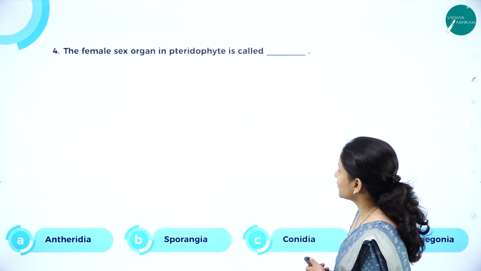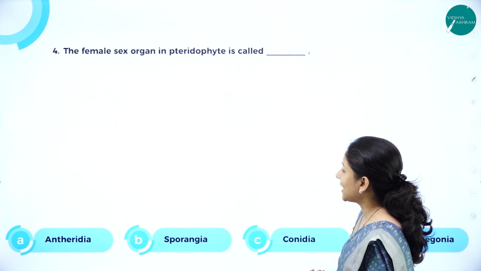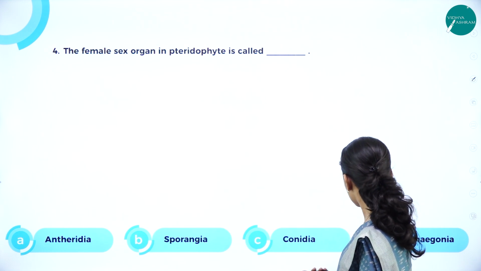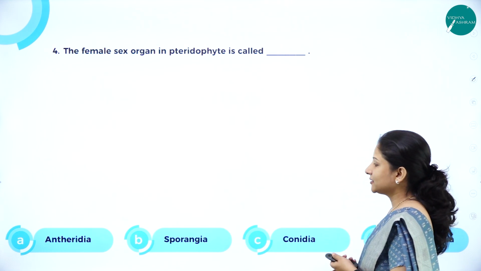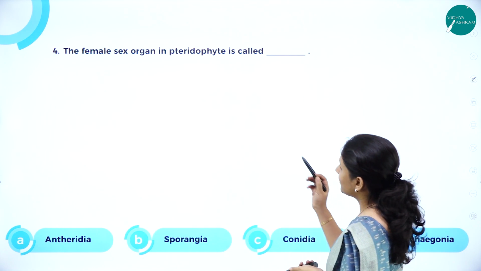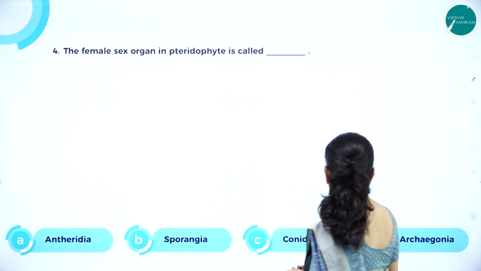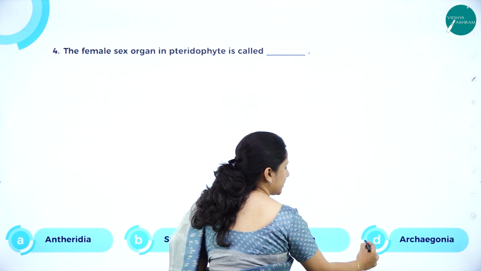Next, the female sex organ in pteridophyte is called, is it antheridia, sporangia, conidia, archegonia? It is archegonia. Read the question. I have asked female sex organ. So therefore, the answer is archegonia.